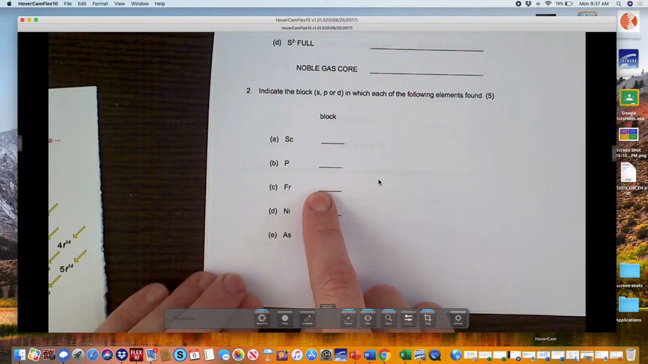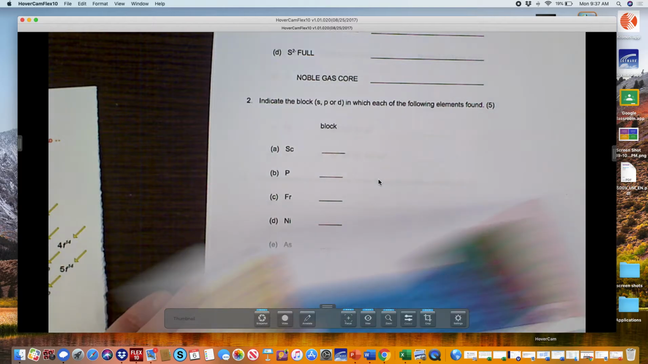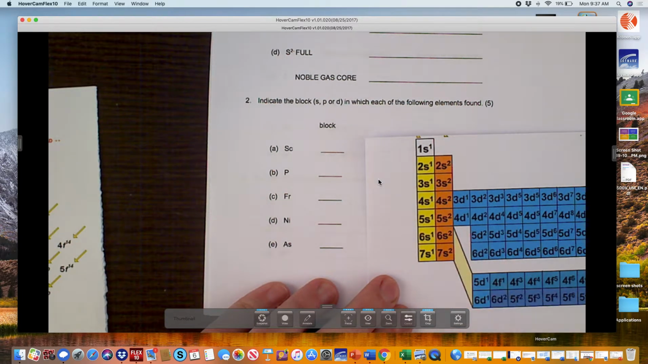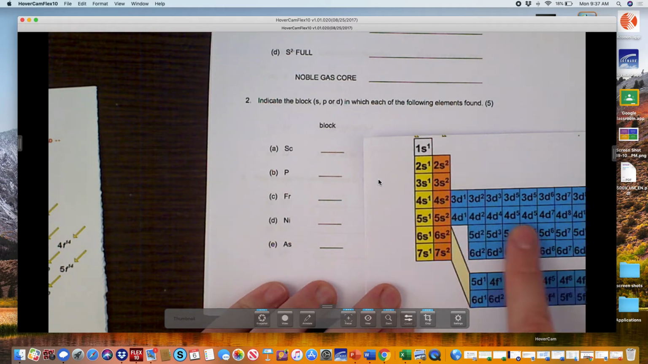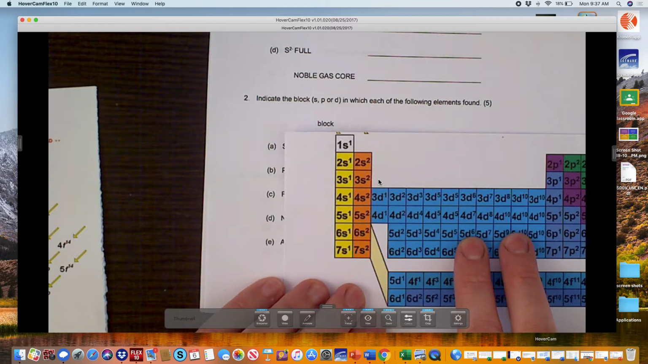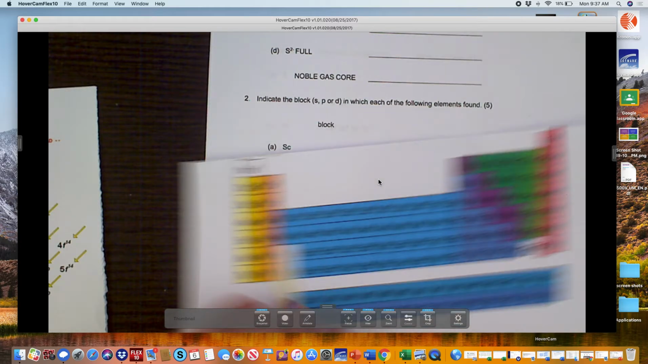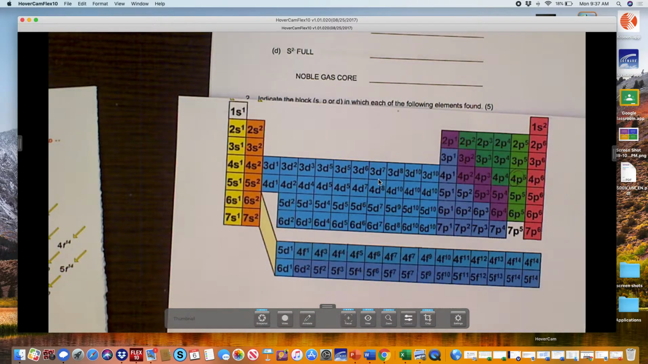Let's take a look at this. In which block are these elements found? Well, that's related to this chart here and where the last electrons are. So let's find Sc. Sc is this element right here, and notice that its last electron is a d. So this is considered the d block because these are the last electrons that will fill. So this is my s block, this is my d block, here's my p block, and here is my f block. The block is just where the last electron goes.